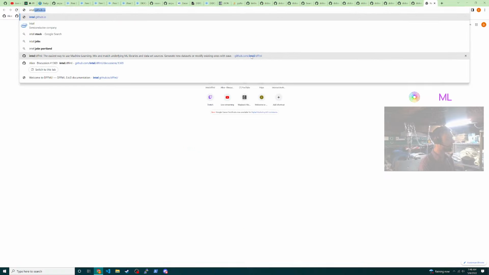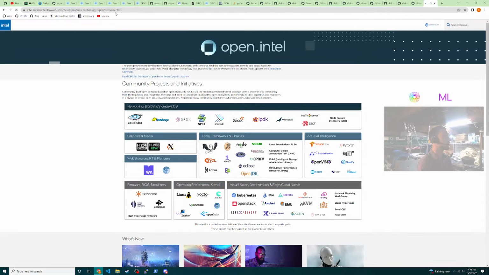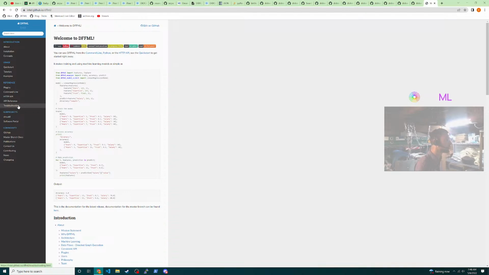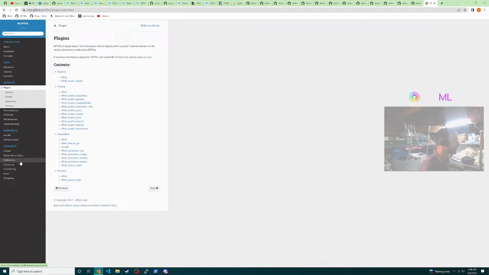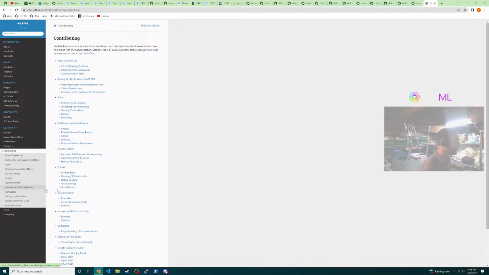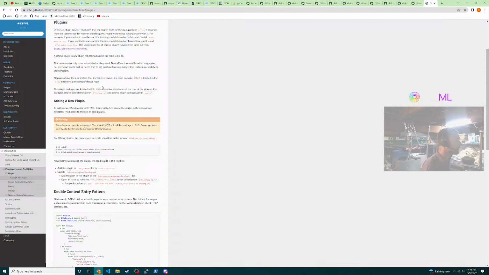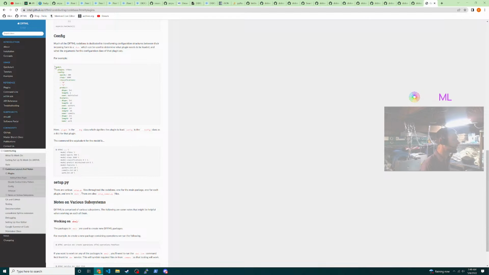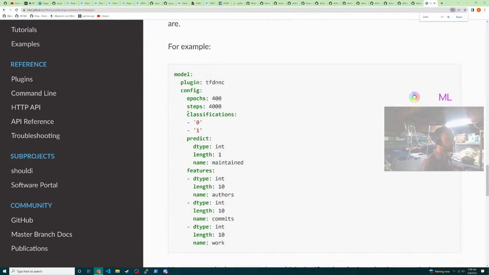Where is it? So, double context entry pattern, plugins. Okay, so this is what we're talking about here, basically. You can think of the DID as being this object here, right?